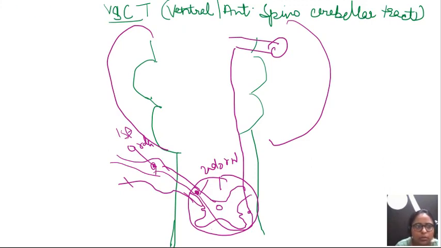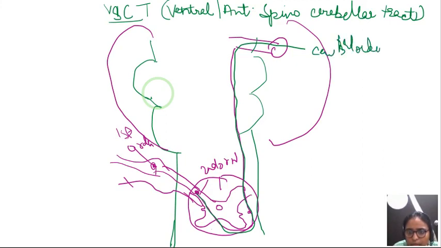So I'll draw it with another color so it is more visual to you. See, it ascends upwards and through the superior cerebellar peduncle, it will go to the cerebellum. Here it forms the third order neuron. Fine. Means the tract is crossing. If we see from this side, the same thing happens.